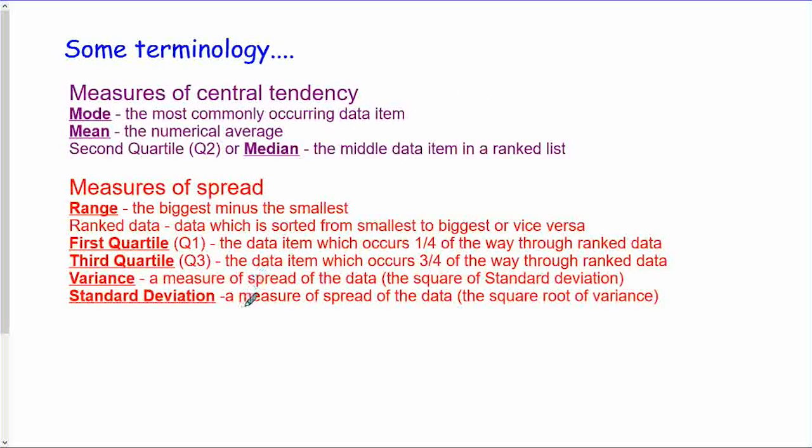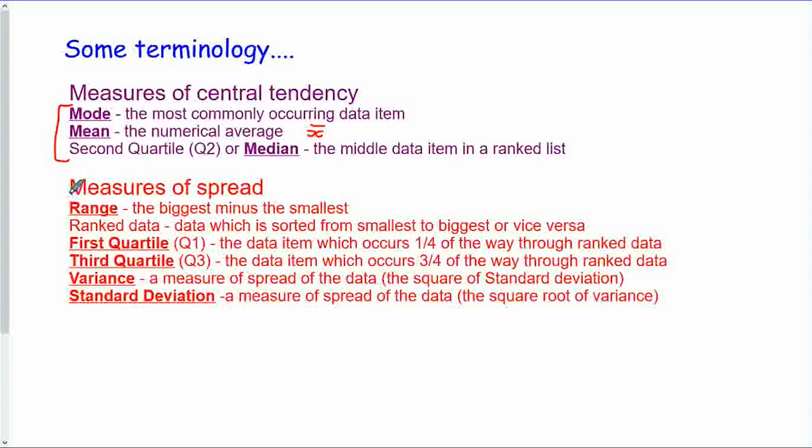So just to start off with some terminology, and you need to learn this stuff. First up, the mode is the most commonly occurring data item. Sometimes there might be two that occur the same number of times, then you list them both. The mean we've spoken about already, it's the numerical average, and the symbol for the mean is X with a little bar over the top of it. The second quartile, Q2, is called the median, and that's the middle data item in a ranked list. So all of these are what we call measures of central tendency. That's not all that important.